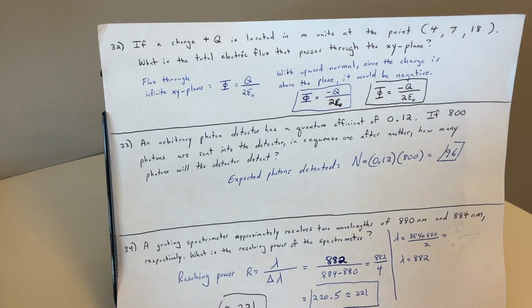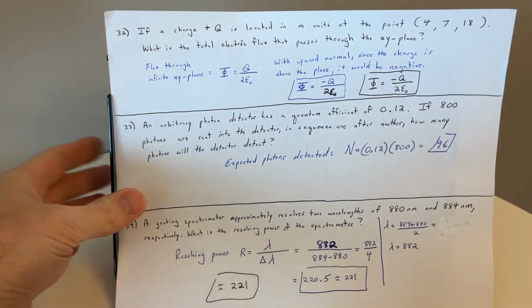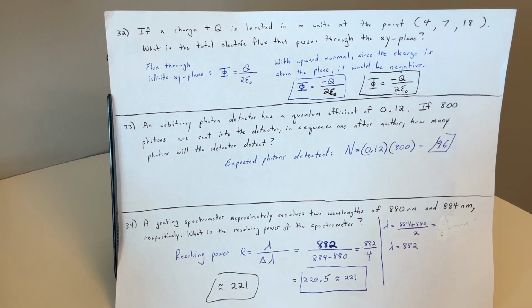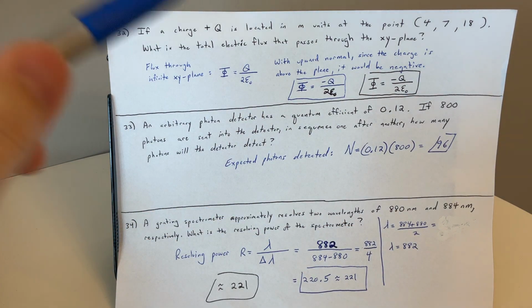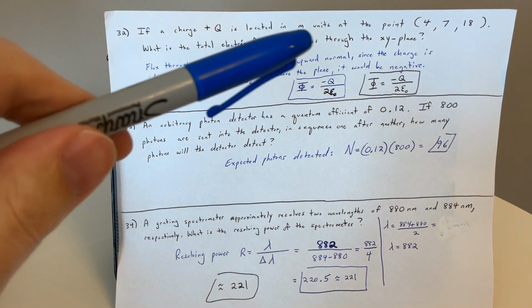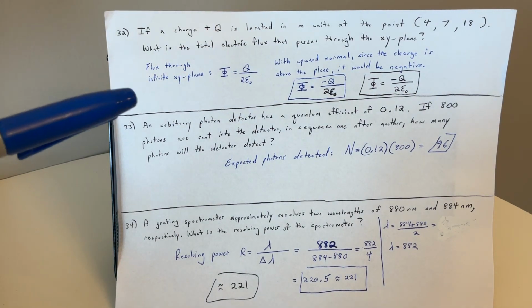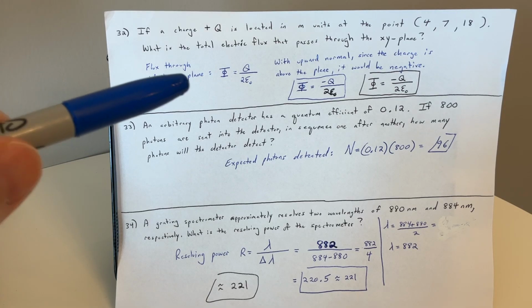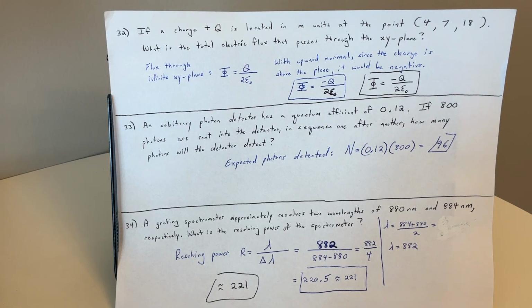Okay, so for 32, if a positive charge Q is located in meters at the point 4, 7, 18, what is the total electric flux that passes through the XY plane? Okay, so here's the flux formula through an infinite XY plane: Q over 2 epsilon naught. Now here's the situation. Conceptually, think about which octant this point is located in.